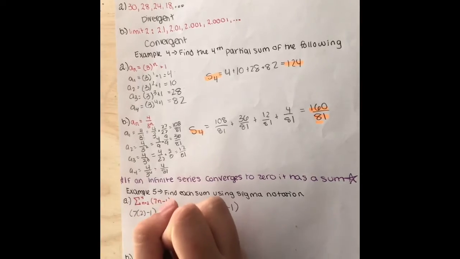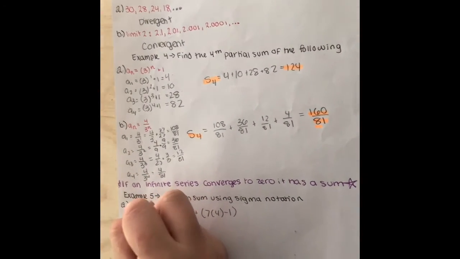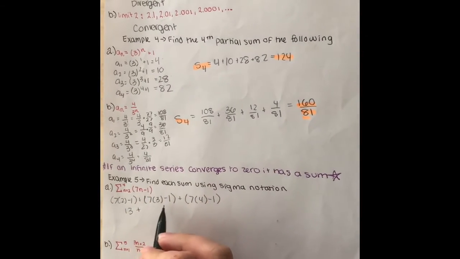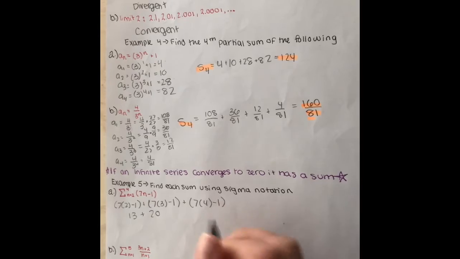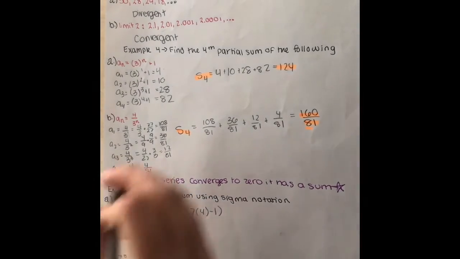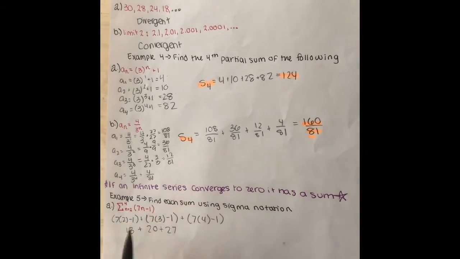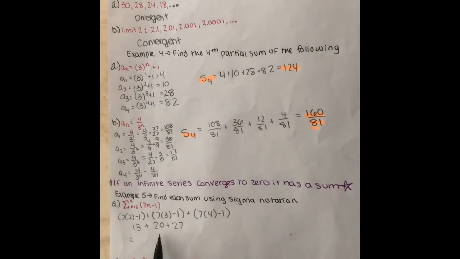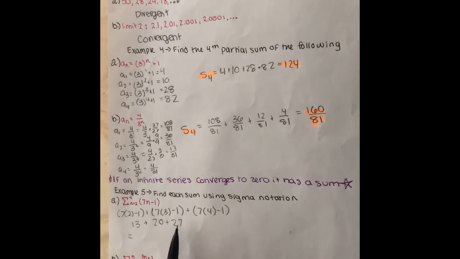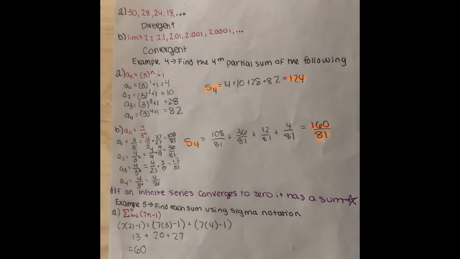Okay, so now we're going to find each number. So 7 times 2 is 14, minus 1 is 13, plus 7 times 3 is 21, minus 1 is 20, and 7 times 4 minus 1, well, 7 times 4 is 28, minus 1 is 27. So we're going to add all of those, and this equation equals 33, 40, 60. And we're going to highlight that answer.